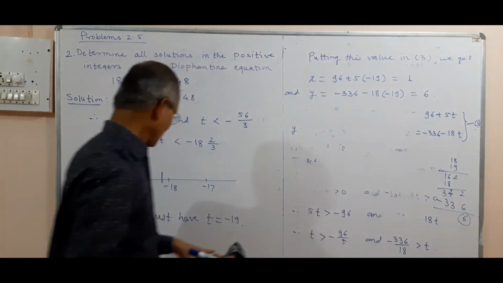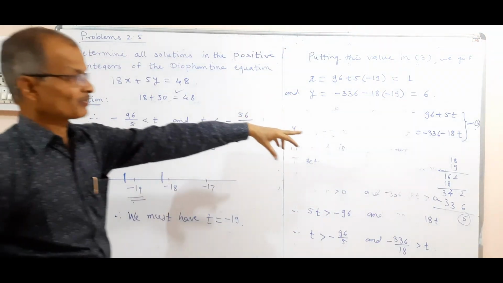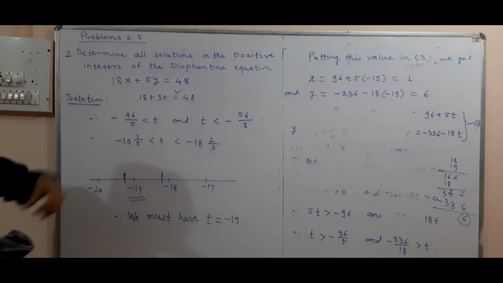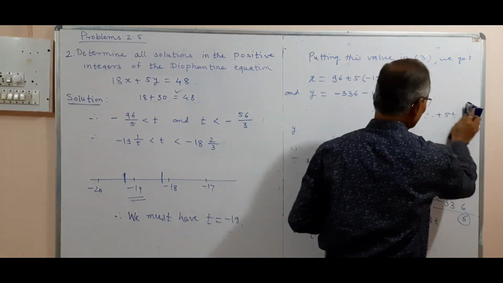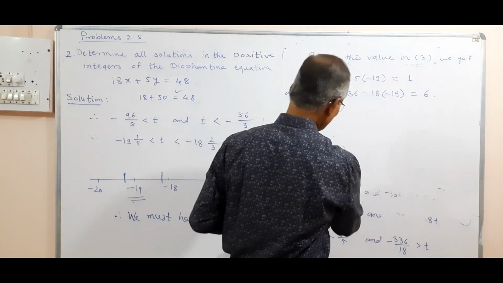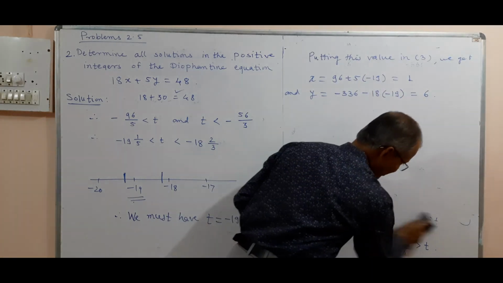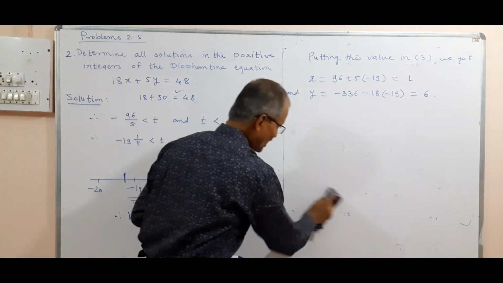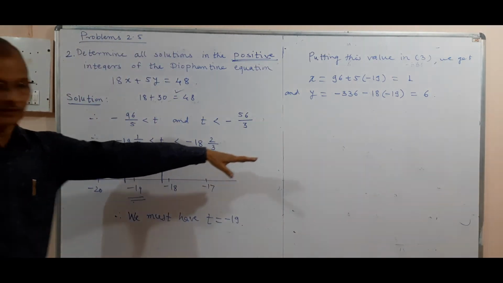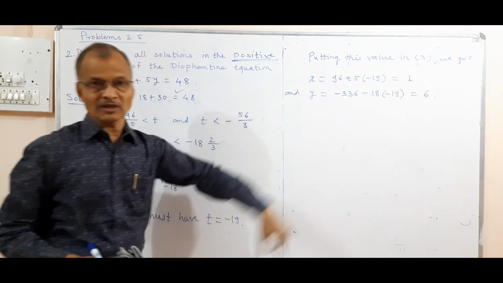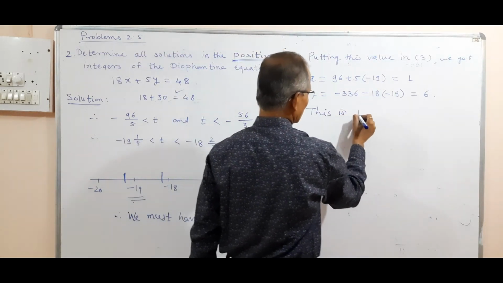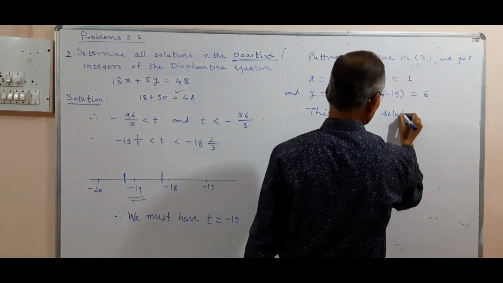Thus we put the value of t as minus 19 in this expression for all solutions, and this gives only one positive solution, which is 1 and 6. So this is the positive solution, and this completes the problem. In this way we can solve a Diophantine equation. If only solutions in integers are asked, there is no need to find positive integer solutions. But if the problem asks for positive solutions, then we have to do this part: take all solutions to be greater than 0 and find the value of t.